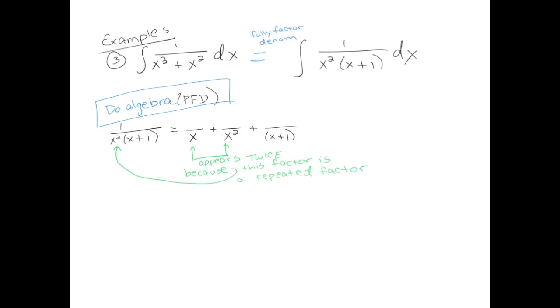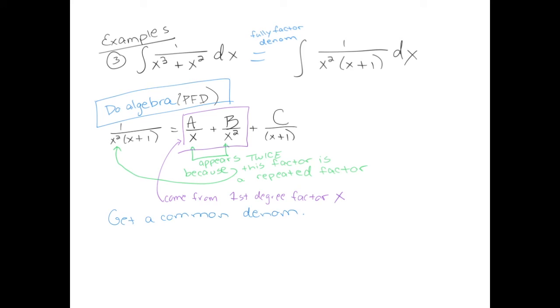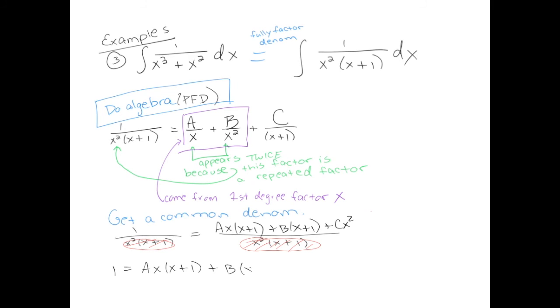So the numerators of these should be a 0-degree polynomial and a 0-degree polynomial, just constants, because both of these terms come from the first-degree factor of x. Okay, and then the last term, the denominator's first degree, so the numerator should be a 0th degree polynomial or a constant, which is c here. The algebra proceeds as usual. We should get a common denominator, and our goal is to solve for a, b, and c. And so I get my numerator of 1 is equal to the numerator on the right side.